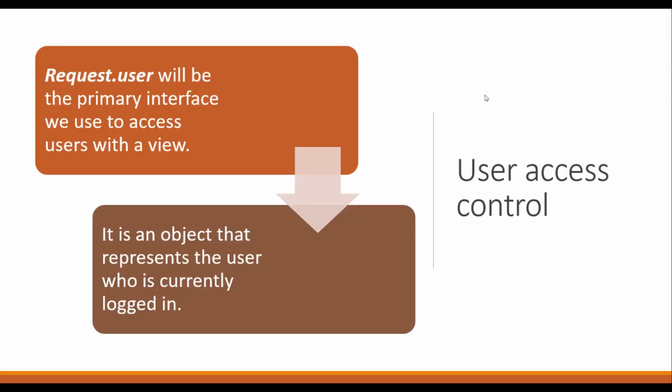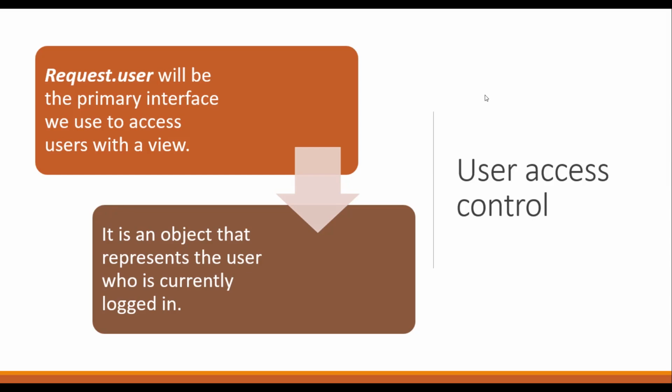So let's begin. After setting up the authentication part, we are prepared to handle the view function for the user. And you know that in the previous video, we have already discussed setting up authentication. So in this video, we will learn to handle the view function for the user. For this, request.user will be the primary interface we use to access users within a view. It is an object that represents the user who is currently logged in.